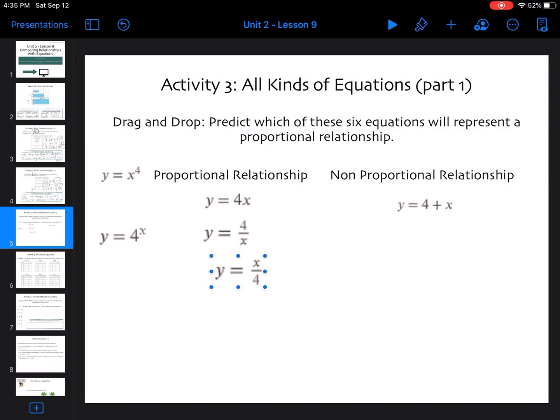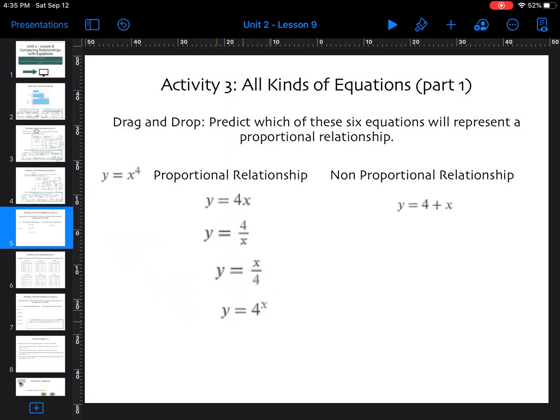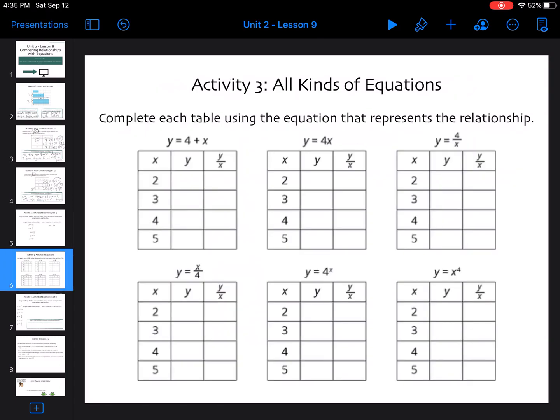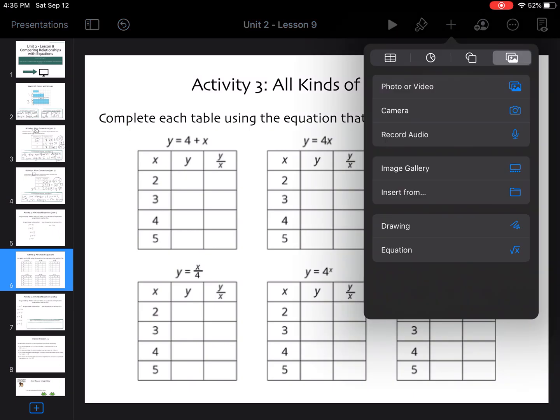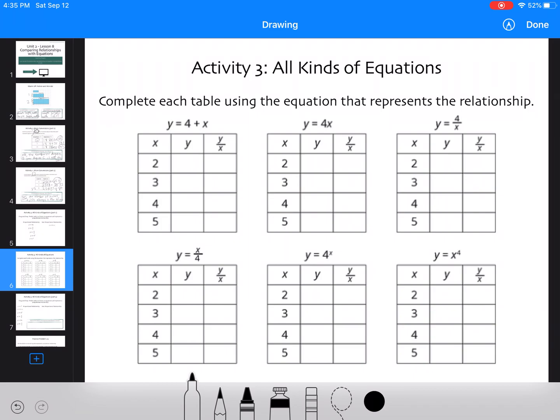I'm not sure, so I'm going to say they will. And let's see what happens. So now it says complete the table using the equation to represent the relationship. So Ian does these all the time.